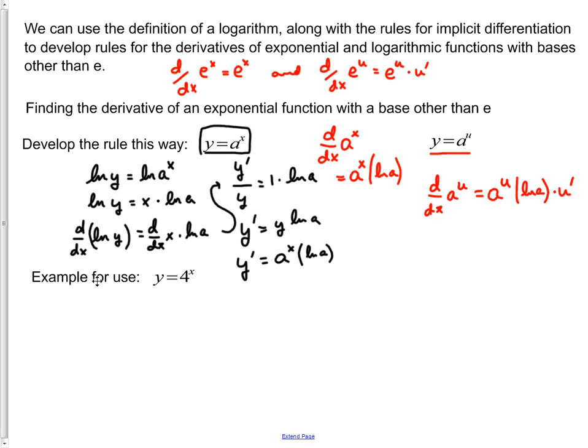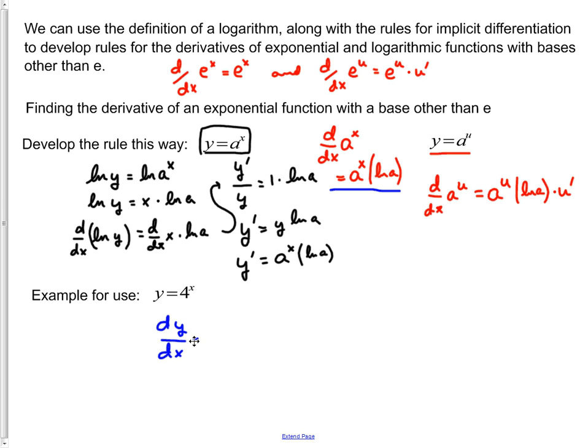All right, so let's check this out with a really basic example. Let's say I had the function y equals 4 to the x. By this rule, the derivative of y with respect to x is going to be equal to the derivative with respect to x of 4 to the x.